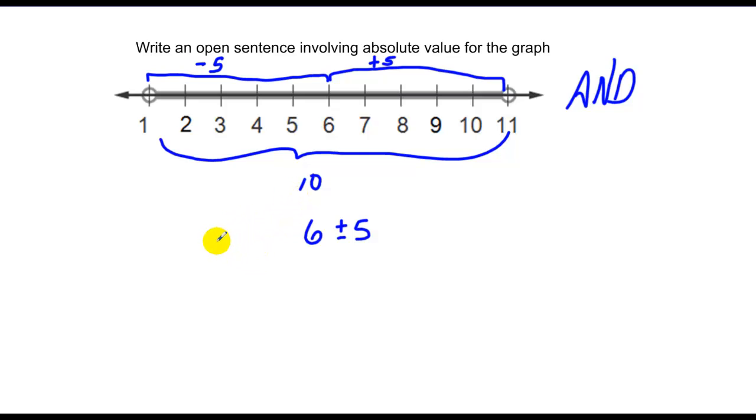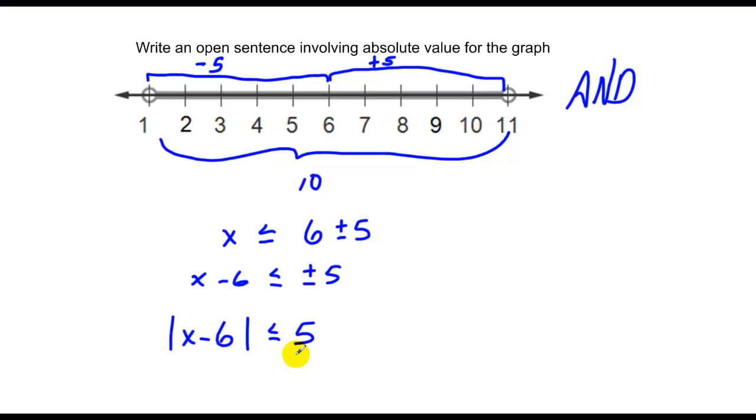It's an AND problem, so I have x is less than or equal to. I'm going to bring the 6 over. And then I want to get rid of the plus or minus, so I add an absolute value. And I've got the absolute value of x minus 6 is less than or equal to 5.